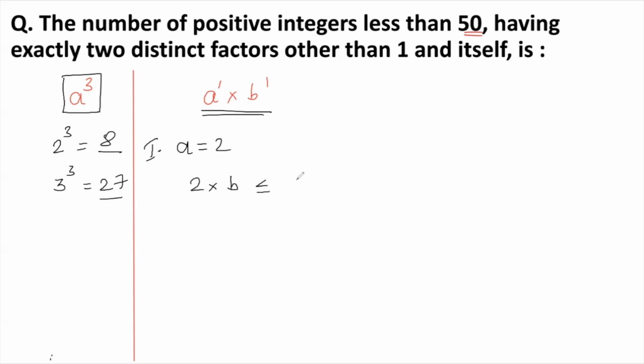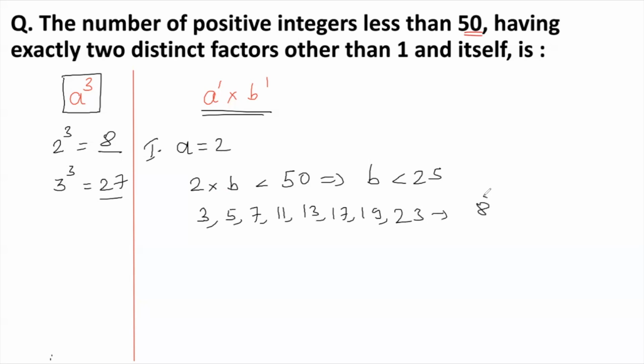Less than 50 here compulsorily. So 2 into b should be strictly less than 50. Thereby, b should be less than 25. So b can be any prime number less than 25. And obviously, b cannot be equal to 2, right? So distinct prime numbers we need here. So a prime number more than 2 but less than 25, b can take these many values. b can be 3, 5, 7, 11, 13, 17, 19, and 23. This is 1, 2, 3, 4, 5, 6, 7, 8. Exactly 8 values, right?